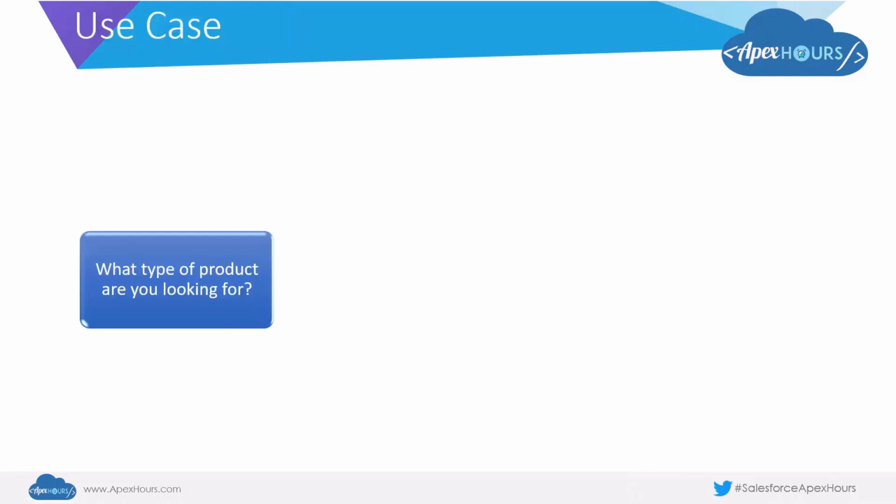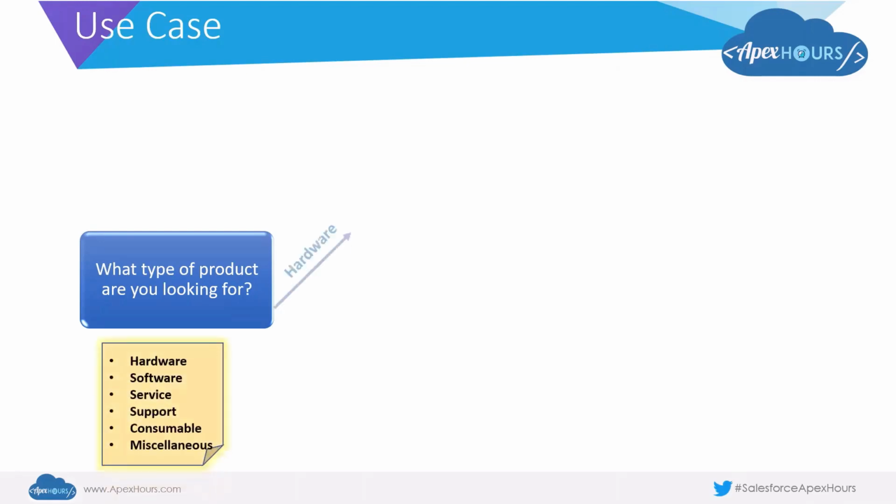Now, let us look at a use case to get a better understanding of how this works. We want the sales rep to have the ability to understand what type of products the customers are interested in. Based on the answer, we want to ask a few more questions. For example, if a customer is interested in hardware products, we further ask what type of hardware.